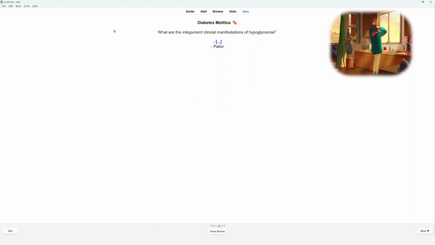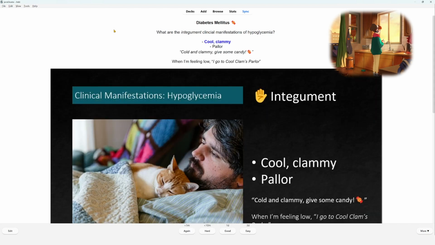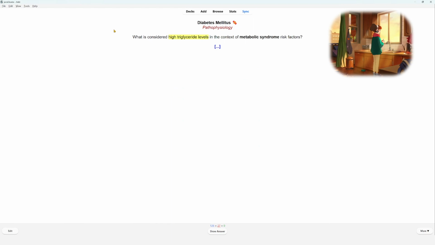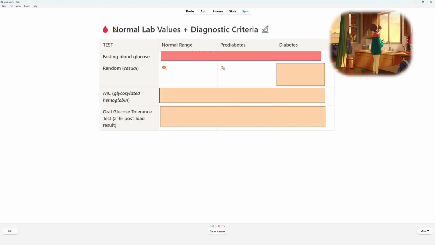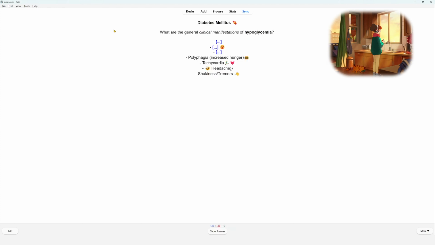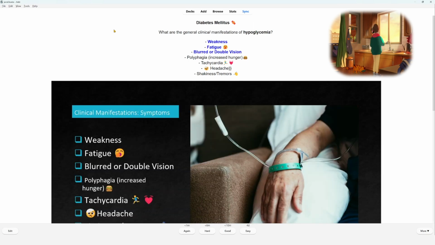What are the integument clinical manifestations of hypoglycemia? It's just cold, clammy. What is considered high triglyceride levels in the context of metabolic syndrome? That is over 150. 3 graham crackers, under 100, 120, 100 to 126, over 126. Weakness, fatigue, blurred or double vision for the hypoglycemia.